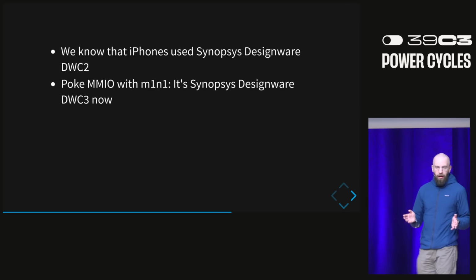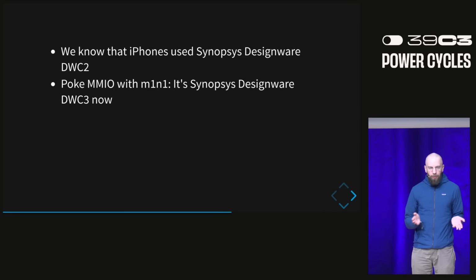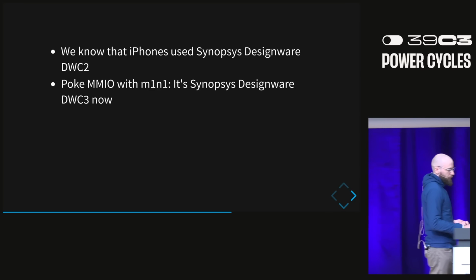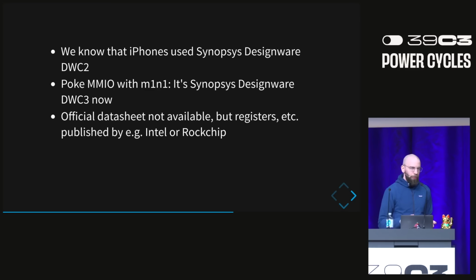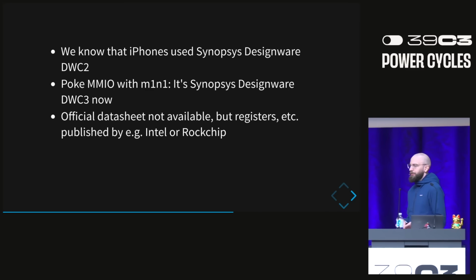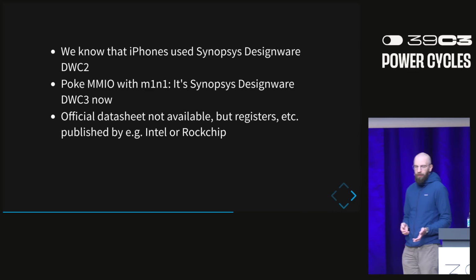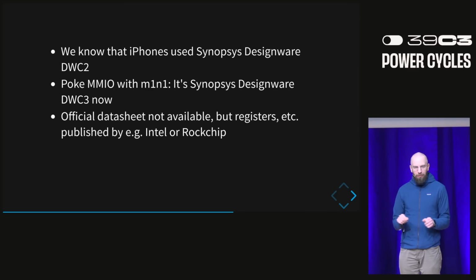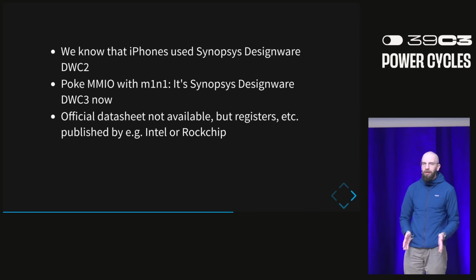And what I figured out pretty quickly by just dumping the MMIO from my computer and comparing it with known USB controllers, it's almost the same. It's the version 3 of this controller. And as it goes, you can't find an official datasheet for this unless you're a big company and willing to sign NDAs and so on. But all the registers, if you just Google for one of these register names, you find datasheets by Intel or Rockchip who have built SoCs and just include all the documentation in there.